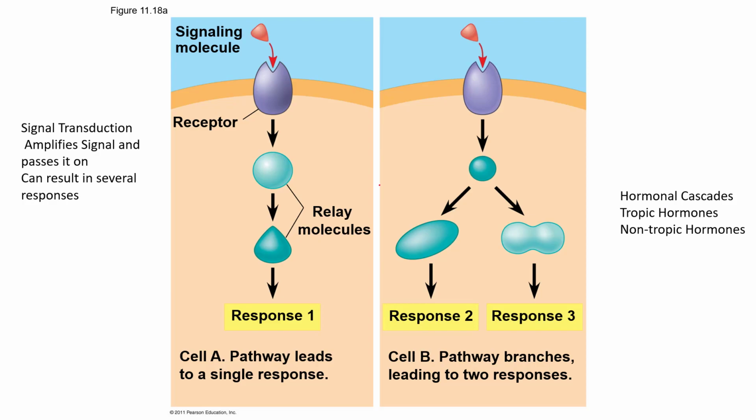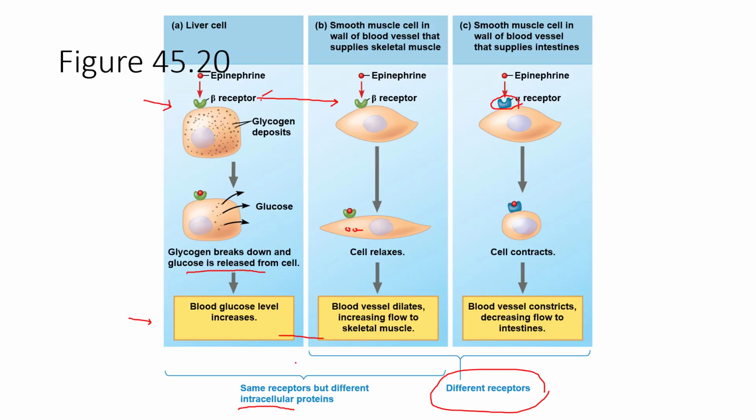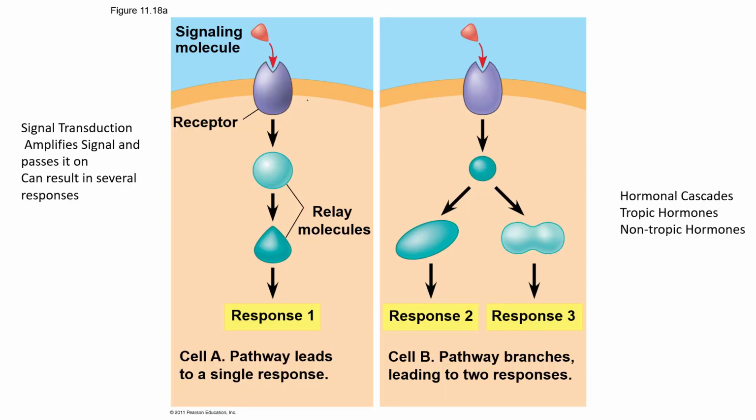And just to give you an example of this, what I mean by different intracellular proteins. So here's the signal. It causes this molecule to be activated, then this one, then a response. Whereas another cell might have the same receptor, but it might have a different set of relay molecules or transduction pathway molecules leading to different responses. So it all depends on what molecules are between this receptor and the response, okay?